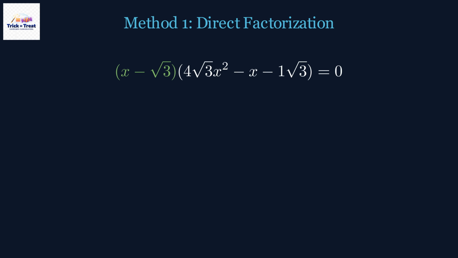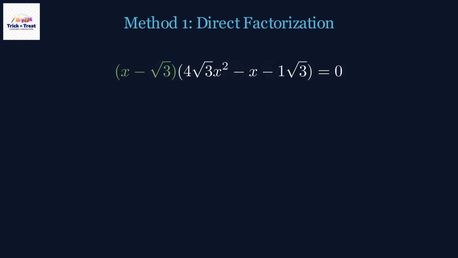After a little algebraic cleanup, we get (x − √3)(4√3 x² − x − √3) = 0. Our first root is revealed: x = √3. For the remaining quadratic, 4√3 x² − x − √3 = 0, we can use cross multiplication. (4x + √3)(√3 x − 1) = 0.